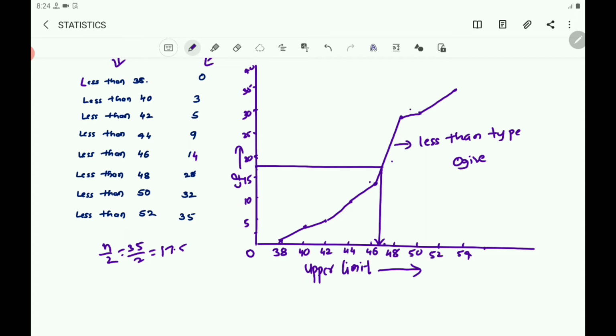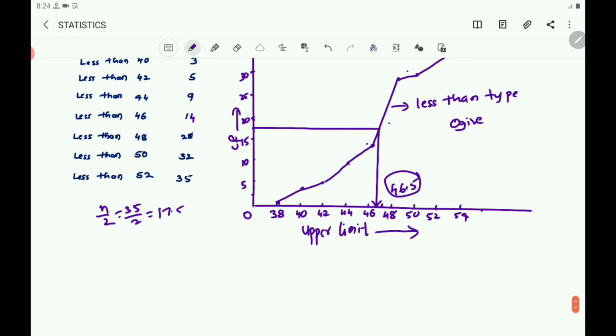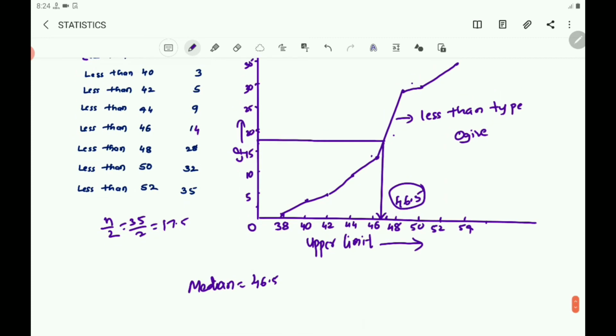Observe the point here. 46, 48 is there. This is 47, and in between 46 and 47 the point is there. So we'll have 46.5. The median you got is 46.5. So you write median equals 46.5, and by using the graph you got 46.5 approximately, both are the same. And also you calculate it by using the formula for the median: median equals L plus n by 2 minus CF by F into H. You will get the median and compare the two values.